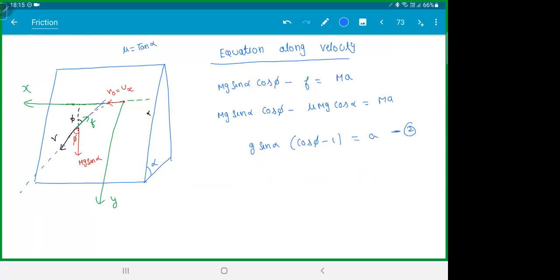Look at the second equation. So we have to write one equation along the y-axis, one equation along the velocity. If you remember the cat and dog problem, we did the same thing. We wrote one equation in the horizontal direction, then one equation we wrote along the cat and dog's velocity, the line joining the cat and dog. So once you got these equations, again mu is tan alpha, so that becomes mg sine alpha.